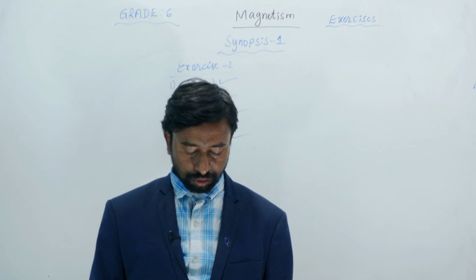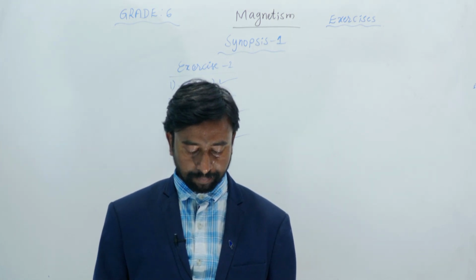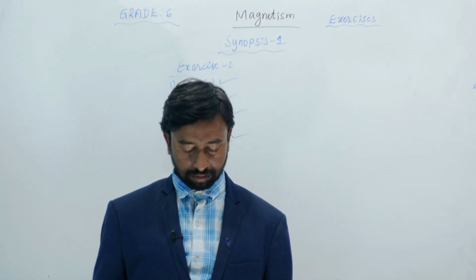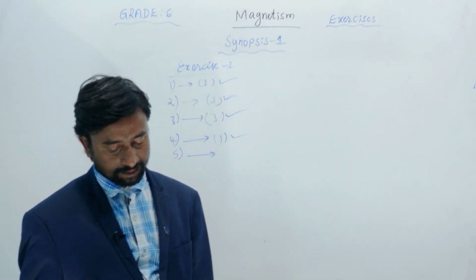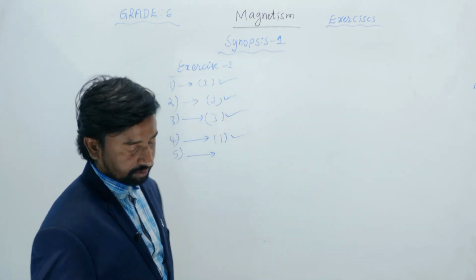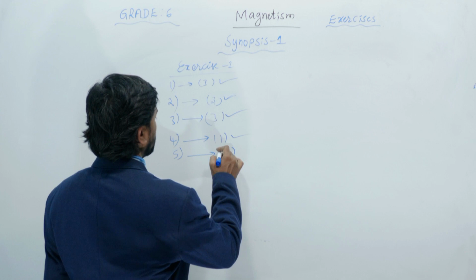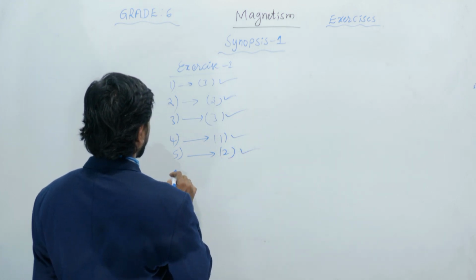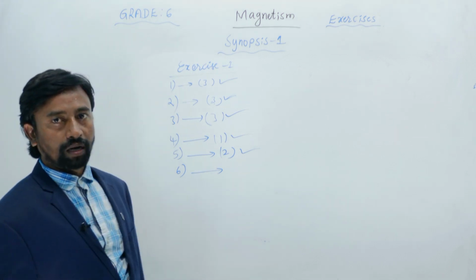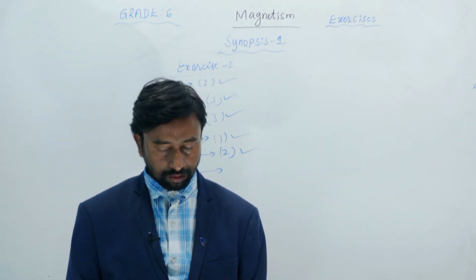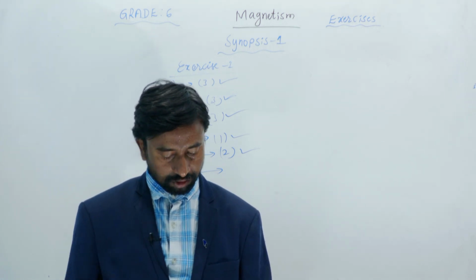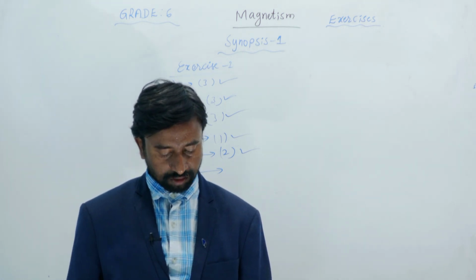And a magnet which is U-shaped and resembles a horseshoe is called the horseshoe magnet. So the second option is the right one. It means the magnet which is in the shape of a U and resembles a horseshoe is called the horseshoe magnet. So next, the fifth one is given here. Sixth one you see there.